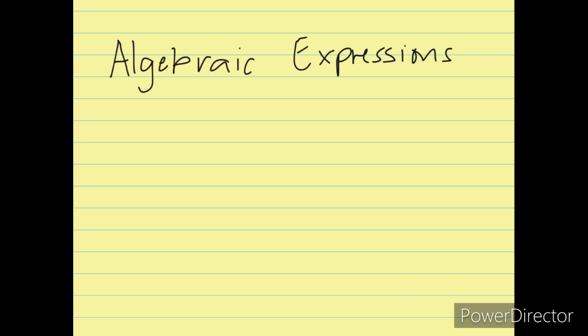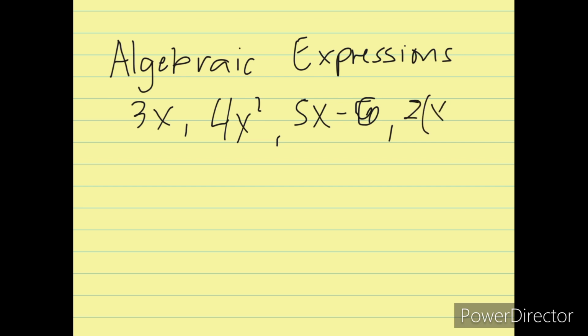Examples of algebraic expressions are 3x, 4x squared, 5x minus 6, 2 times x minus 5, and 4 minus 3x all over 6. So those are some examples of algebraic expressions. It uses a letter to represent an unknown number. So these examples are algebraic expressions in terms of x.